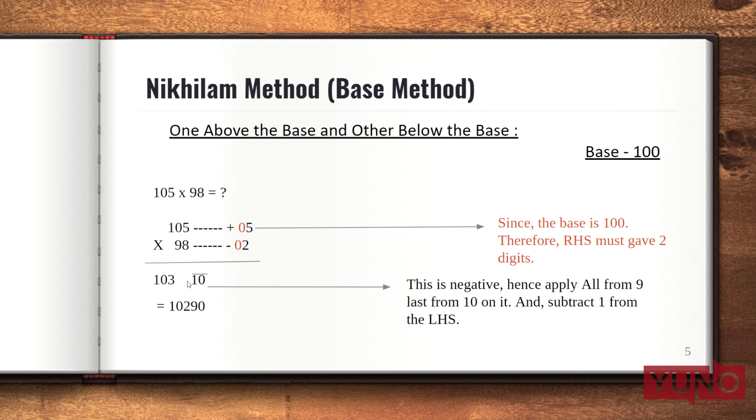Now to remove this bar from my final answer, I will apply all from 9 last from 10 on this answer in the RHS. After that I will get 90. Now, since I have applied all from 9 last from 10 on it, I will subtract 1 from my LHS answer. So at last, my final answer will become 10,290. This we get after multiplying 105 with 98.